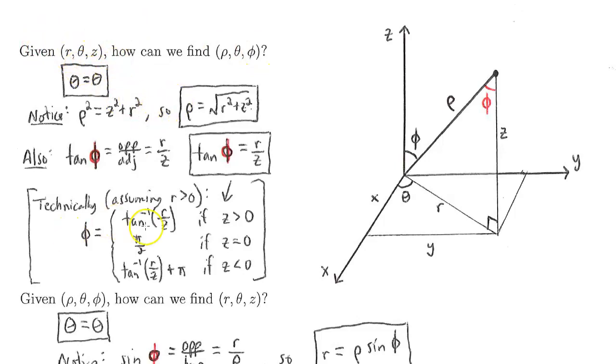Now, technically, tangent of phi is r over z. What would happen if the z were 0? Well, if the z is 0, you're actually down in the xy plane, so what would that phi be?